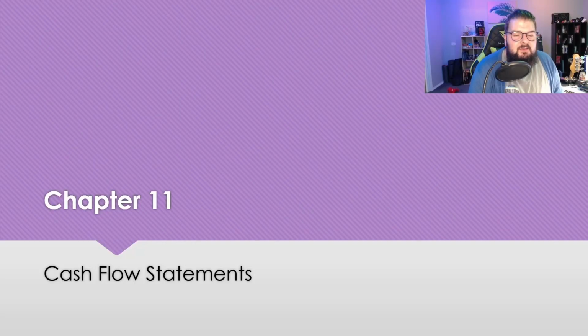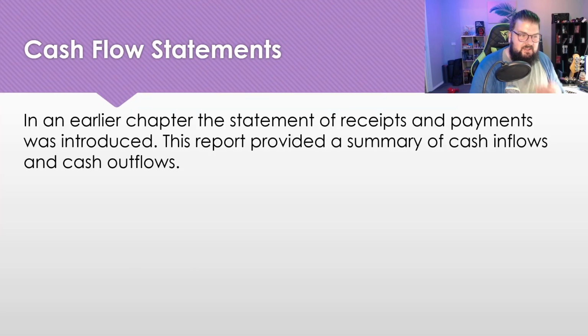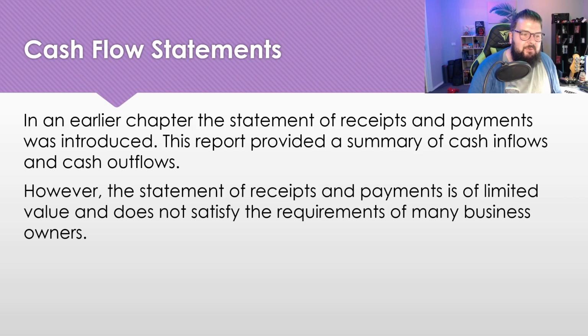So as I said, today we're going to look at cash flow statements, and they're really similar to the idea of our statement of receipts and payments. But the statement of receipts and payments is pretty limited in terms of the information that it can tell business owners and managers and things like that. It really only tells us the amount of money coming in. It doesn't tell us where the money is particularly coming from.